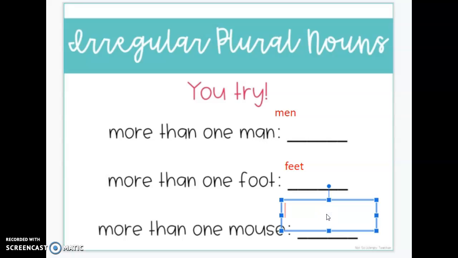You know this one too. What about when you have one mouse in your house? But uh-oh, a whole bunch of them come because they know you have cheese. Now you have, that's right, mice in your house trying to take all your cheese. So these typically with irregular plural nouns are stuff you pretty much know. You just didn't know they were called irregular plural nouns.